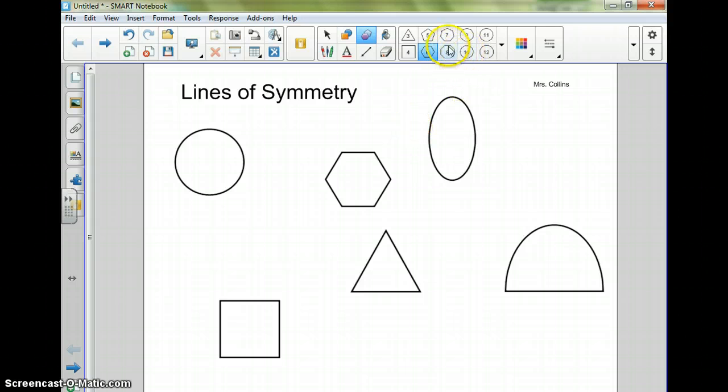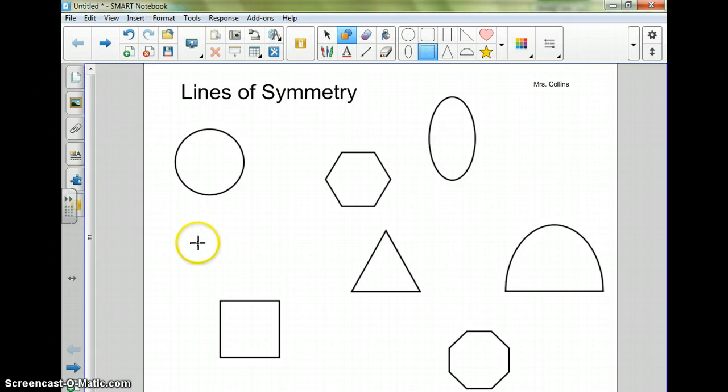One there, maybe an 8-sided octagon. We've already got those. And maybe also make a rectangle. Go find us a rectangle. Well, that's not going to let us do a rectangle. There it is.